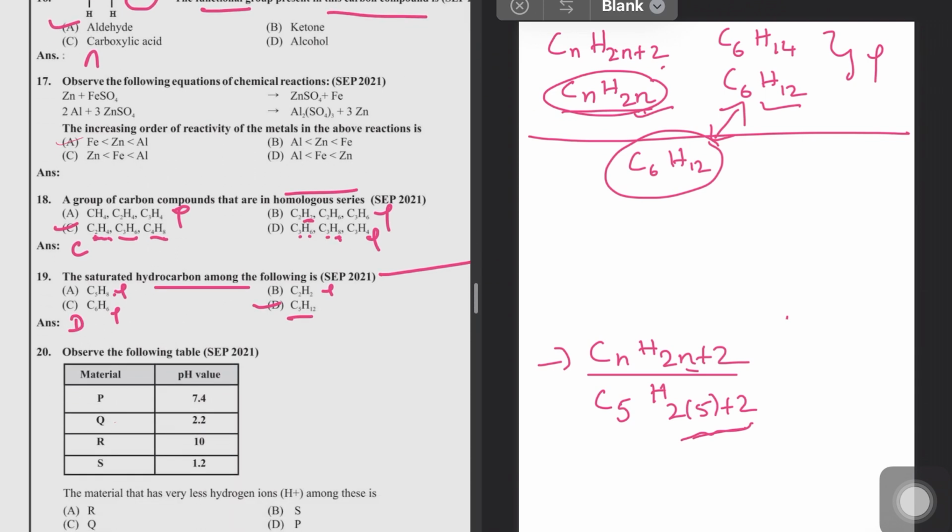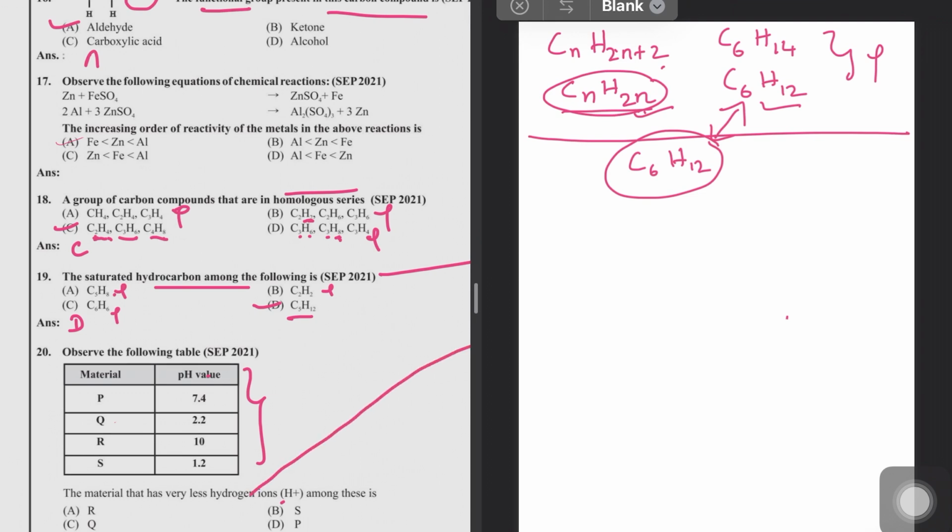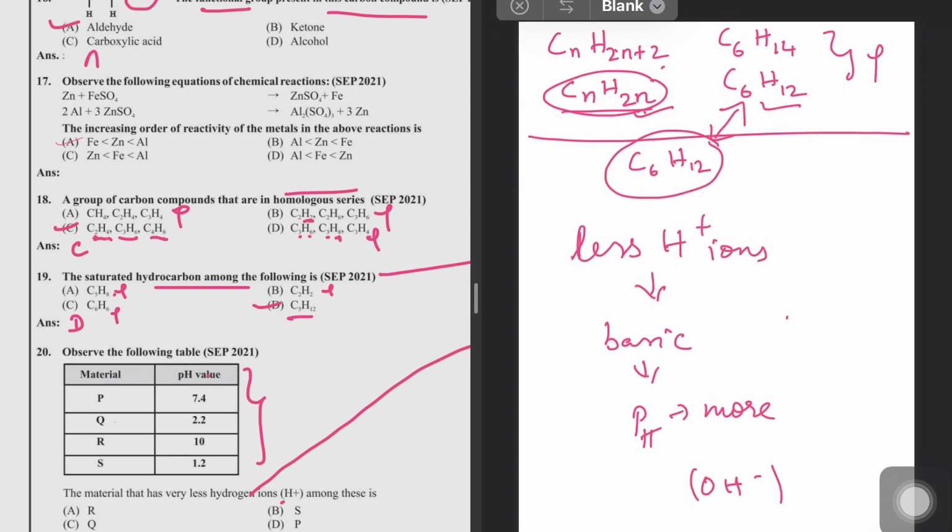Coming to the 20th question, observe the following table. The material that has very less hydrogen ions among these is. As we discussed earlier in the first question itself, which material with respect to its pH value will have less hydrogen ions? Less hydrogen ions means it should be basic in nature. That is, its pH value should be more, and it will have more OH minus ions.